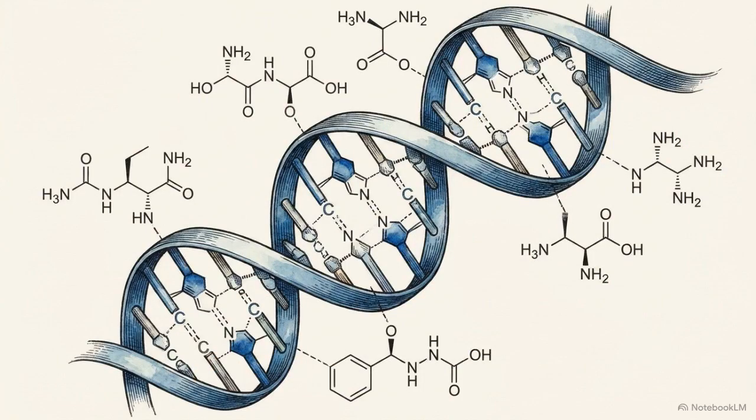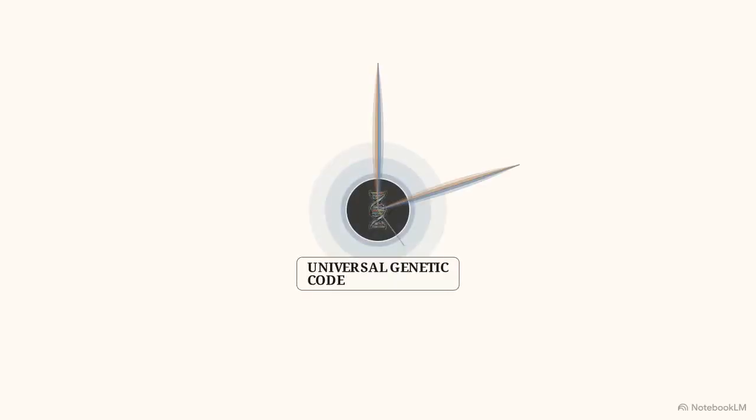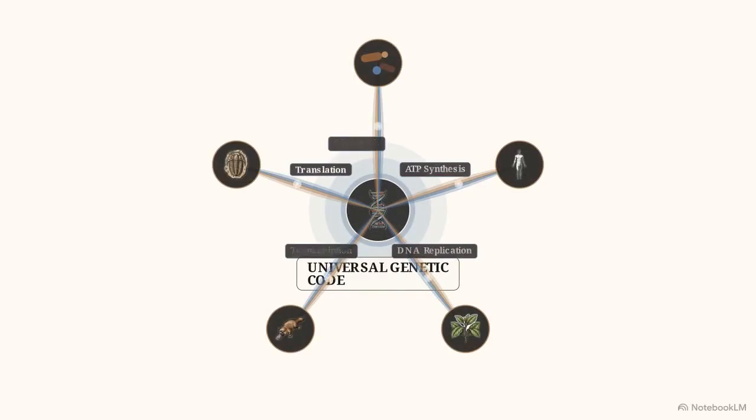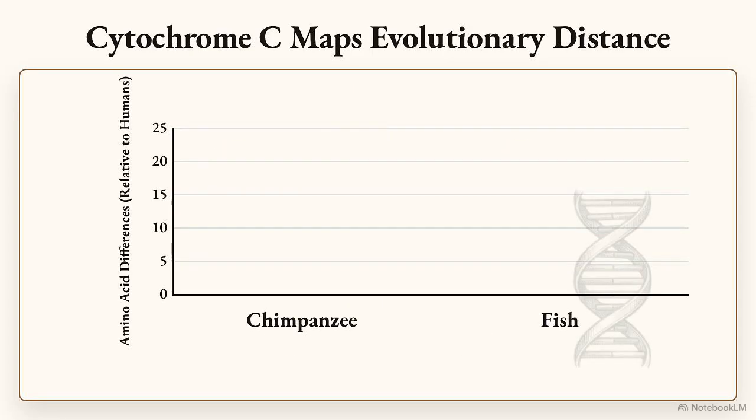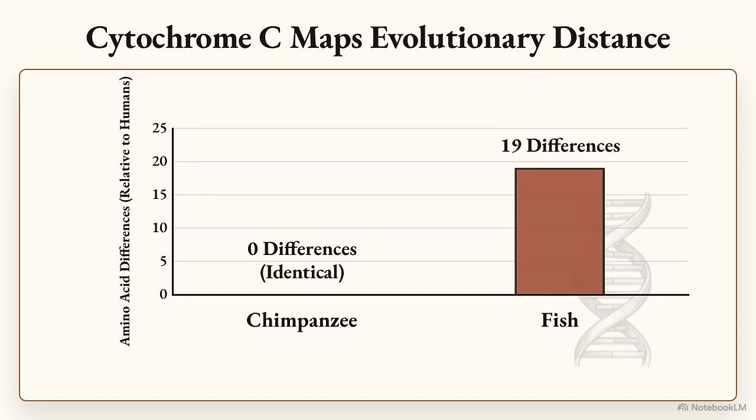Finally, we reach the molecular level. Molecular biology provides precise, quantitative proof of evolution. Fundamental metabolic pathways and the universal genetic code are identical across virtually all life. This chart shows the amino acid sequence differences for the respiratory protein cytochrome C. Between a human and a chimp, there is zero difference. Compare a human and a fish, and the 21 amino acid gap acts as a precise molecular clock.